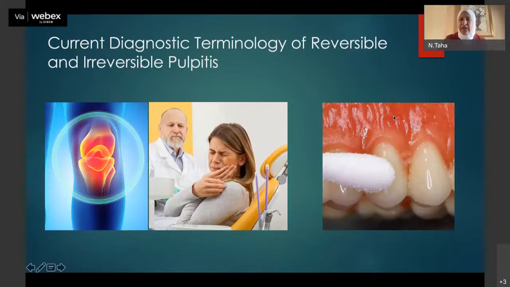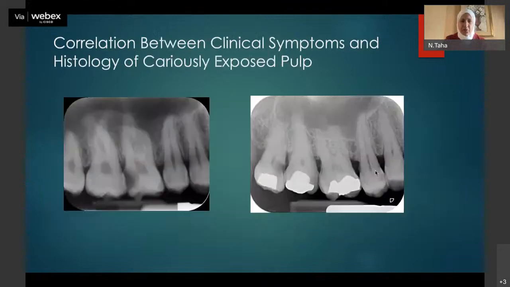While in endodontics, we just roughly rely on results of cold tests, which is totally unfair on prediction of the healing potential of a very vascular pulp tissue. So is there a good correlation between the clinical symptoms and the histology of an exposed pulp?